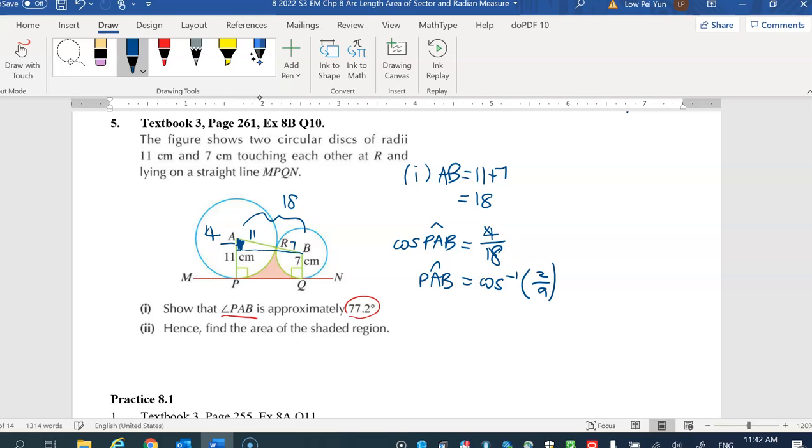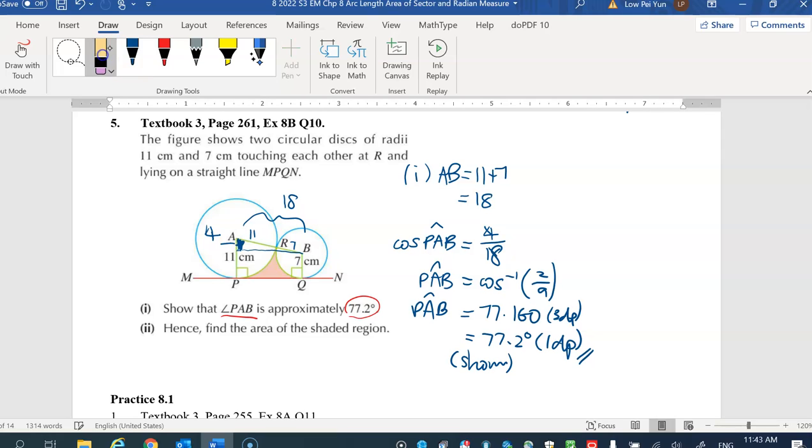Then what do you get? You are going to get 77.160, rounded off to 1 dp, which is 77.2 degrees. Hence shown! Part 1, shown. Okay, hence I need to find the area of the shaded region.